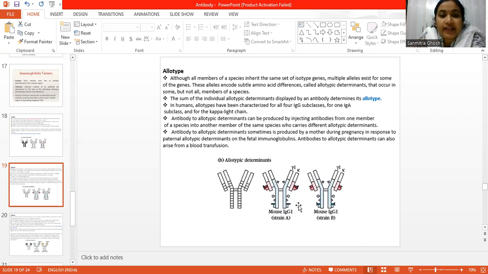So antibody to the allotypic determinant is sometimes produced by a mother during pregnancy, which is a very common scenario, in response to the paternal allotypic determinants on the fetal immunoglobulins. But similar antibodies can also arise from blood transfusion, because we are getting blood from different, unrelated members of the same species. But because of the very small differences in the amino acid sequences, only a minor immune response may be generated.